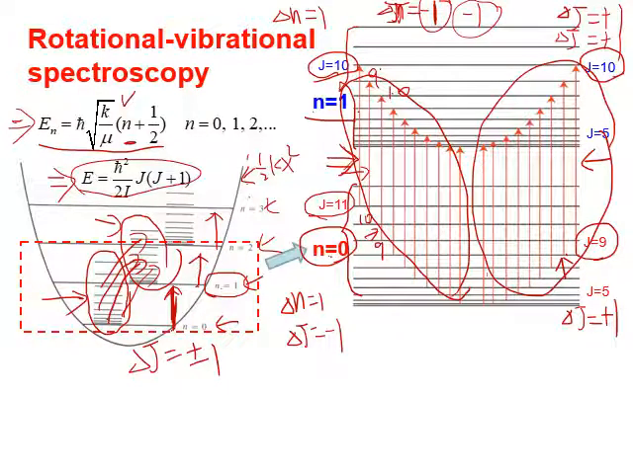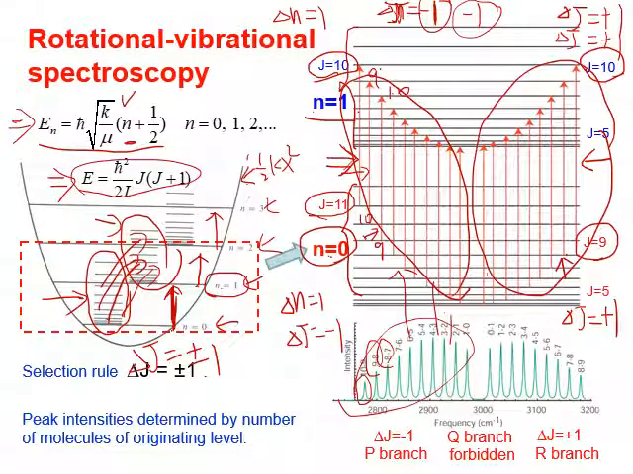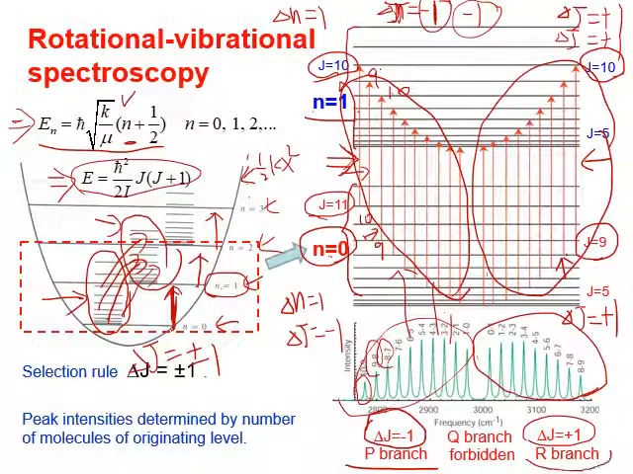Now here is the shape of the absorption. Again, this one is from 10 to 9, 9 to 8, 8 to 7. So all these absorptions are these lines. They are delta J equals negative 1, and these absorptions we call the P branch. And on the right side, these are the absorptions between J from 9 to 10, 10 to 11, so they are delta J equals +1. So these are called the R branch.